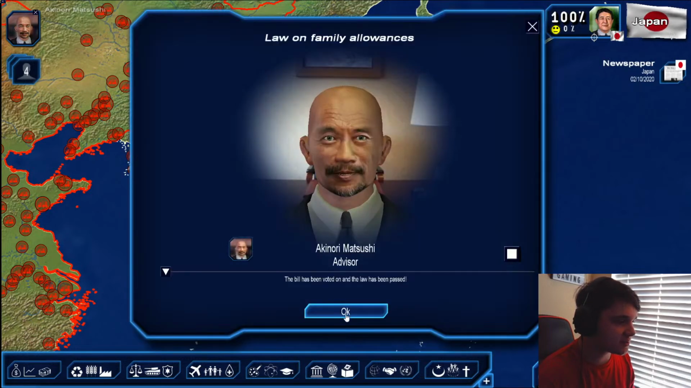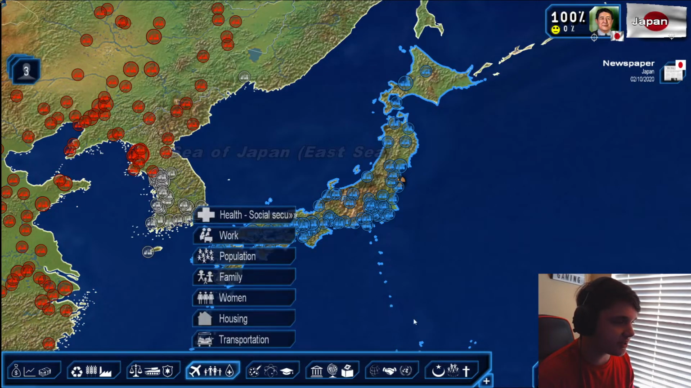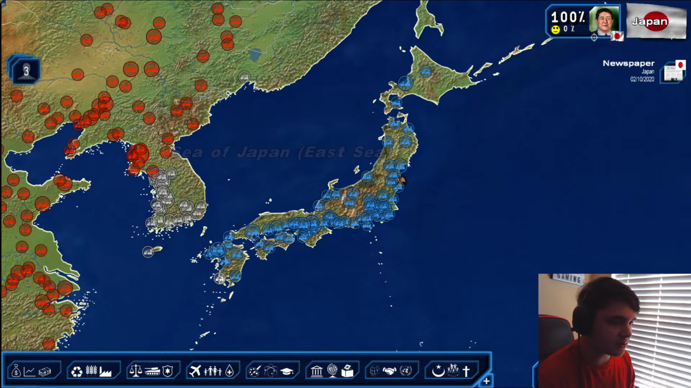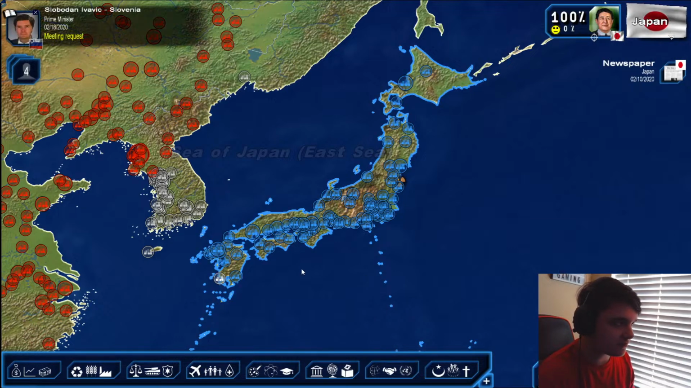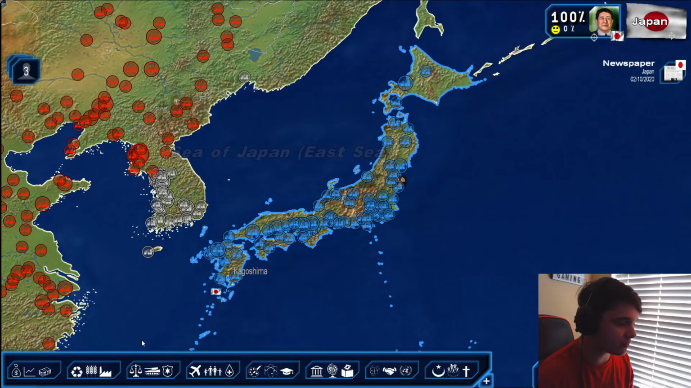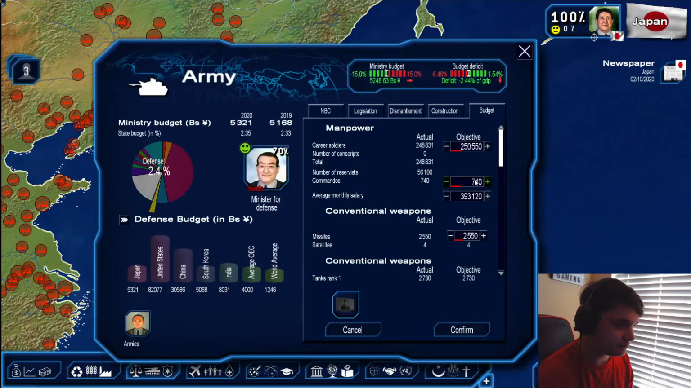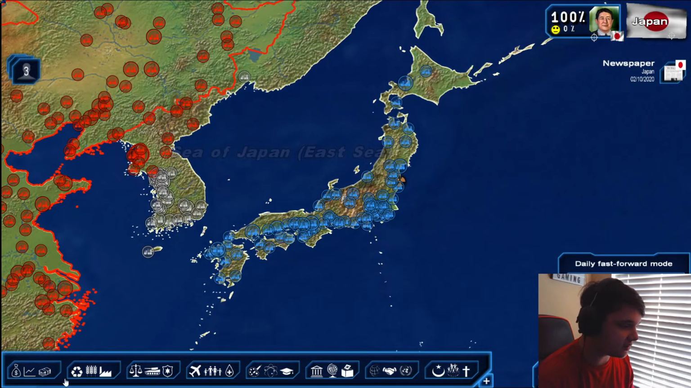Law and Family Alliances has passed, so that means that we are now giving out 12,000 yen for people having 3 children or more. Our military is still on the rise.